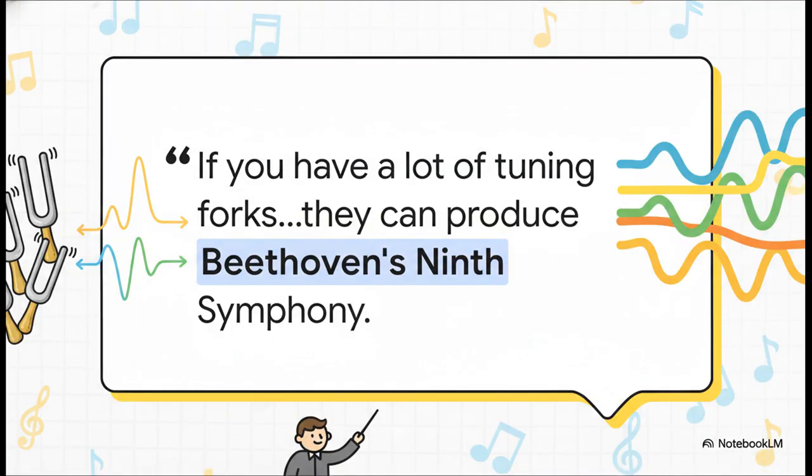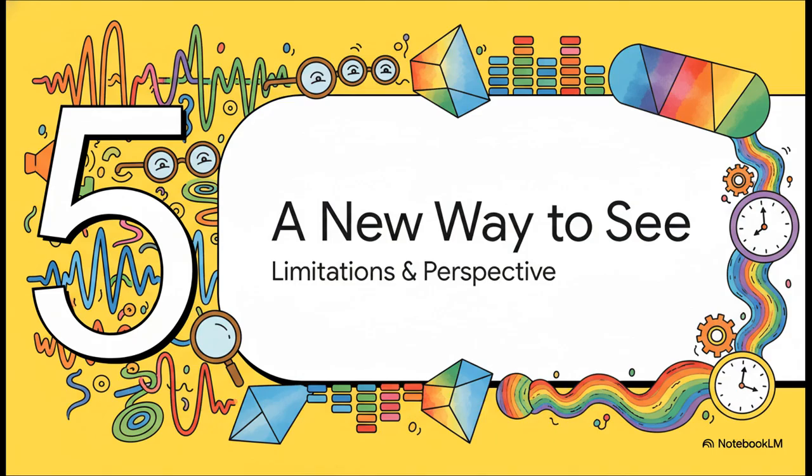There's a great quote from the mathematician Charles Fefferman that really hits this home. He said, "It's known that if you have a whole lot of tuning forks and you set them perfectly, they can produce Beethoven's Ninth Symphony." And that's it, right? Even something that complex and beautiful is just a recipe of simple, pure tones. The Fourier Transform is what finds that recipe. So really, this transform is like putting on a new pair of glasses. It gives us a completely new way to see the world.